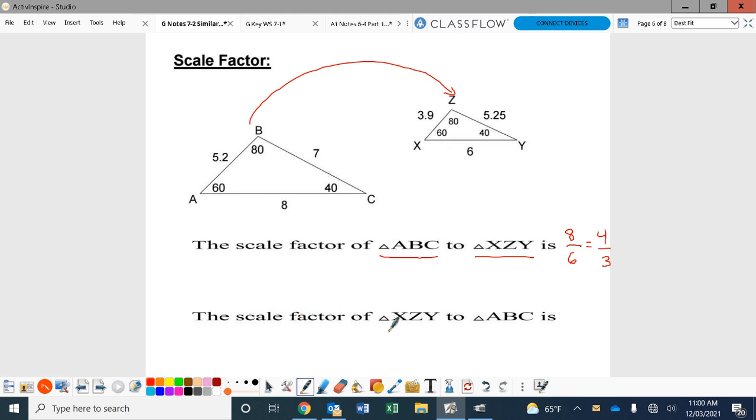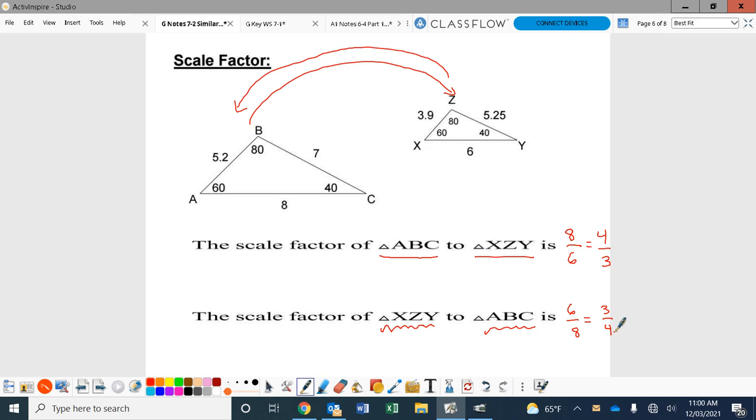For the next one, you're going to be going from XZY to ABC, from here to here. Because of that, what would go on top? 6. So it'd be 6 over 8, and 6 over 8 reduces to 3/4.